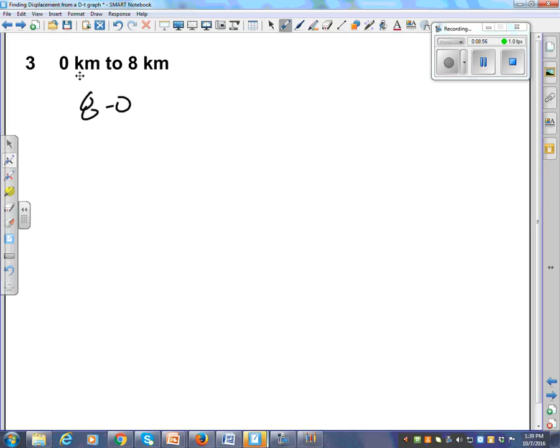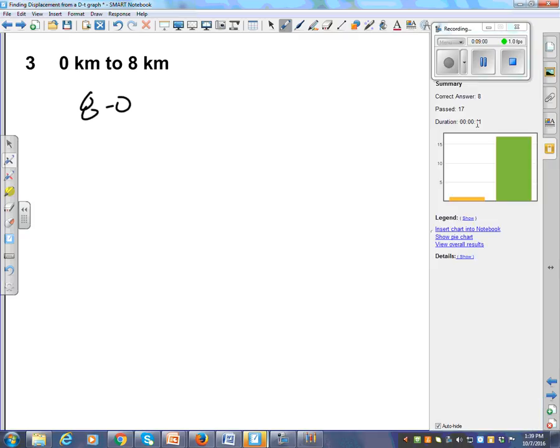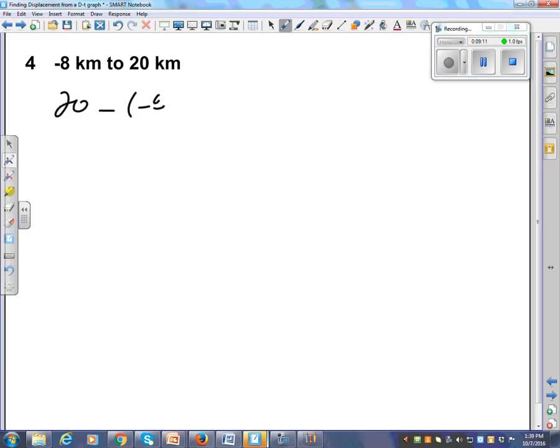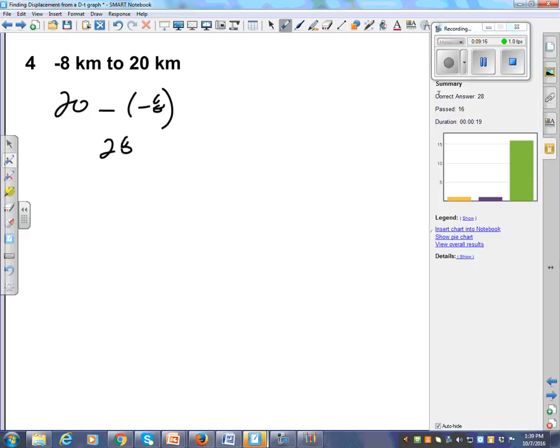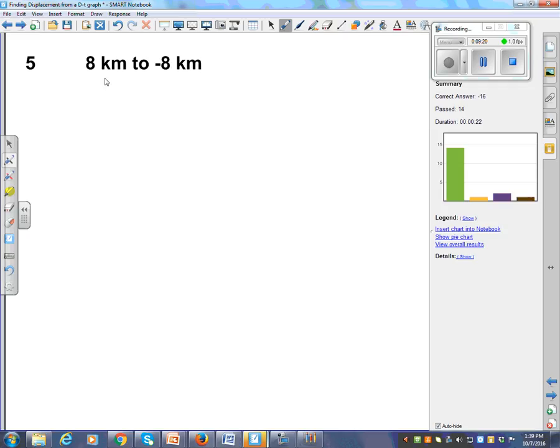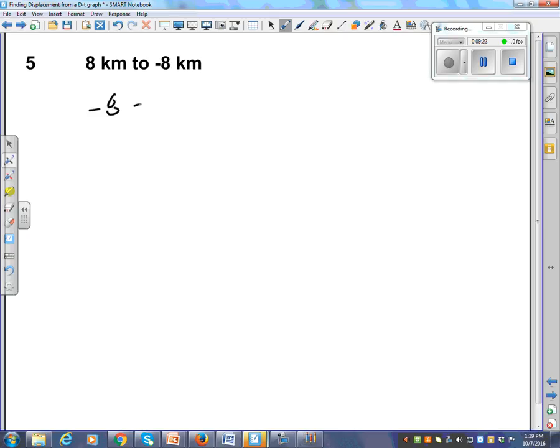0 to 8. 8 minus 0. Come on, please, everyone, get this right. I got it. One person. 8 minus 0. Minus 8 to 20. 20 minus 8, which is 28. 8 to minus 8. Subtract minus 8. Minus 8 is minus 16.